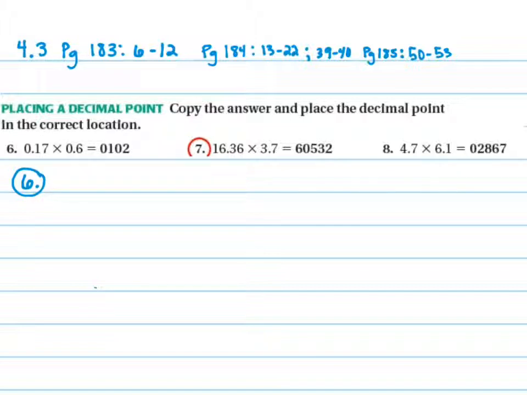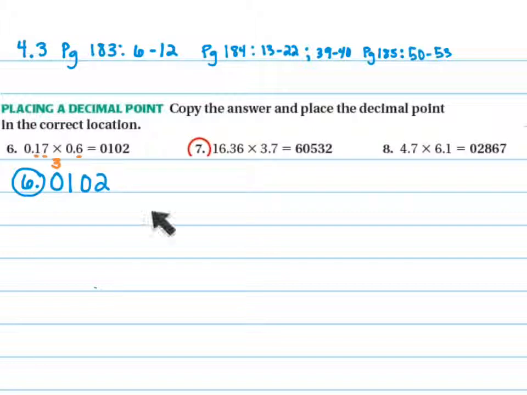To start off, let's have 6, 7, and 8 come on up. We're going to place a decimal point. It says copy the answer and place the decimal point in the correct location. So I'm going to copy that answer. I have 0, 1, 0, 2. Now I'm going to count how many numbers are behind the decimal in this first number. We have 1, 2 total. So 2 right there, and then 1 over here, so a total of 3.